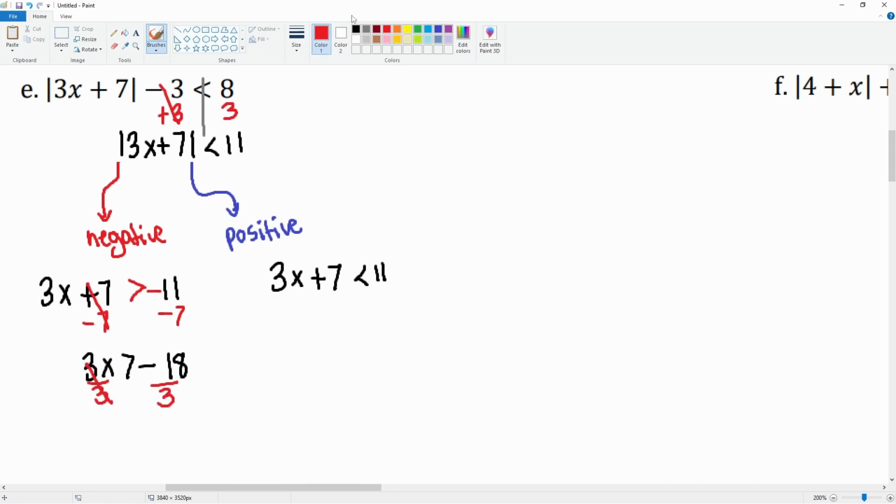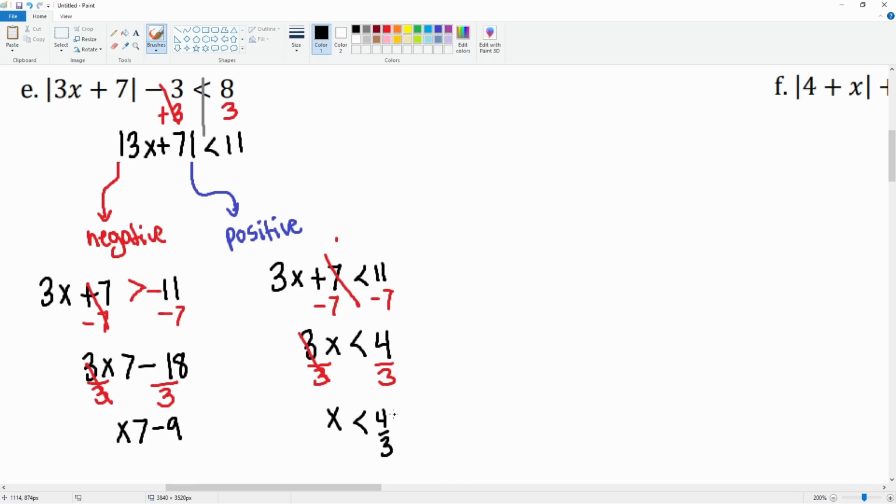This cancels. 3 over 3 does become the number 1, so it just becomes x is greater than negative 9. Let's do this problem here to the right. Let's subtract 7 from both sides. This does cancel. And now you have 3x less than 4. Let's divide by 3 on both sides. This cancels. x is less than 4 over 3.